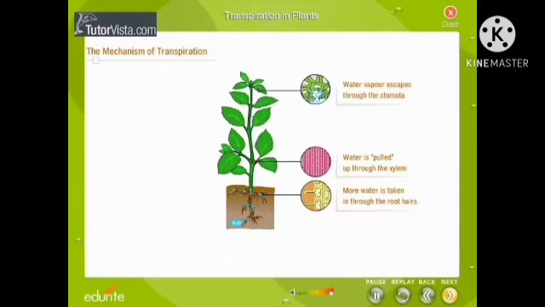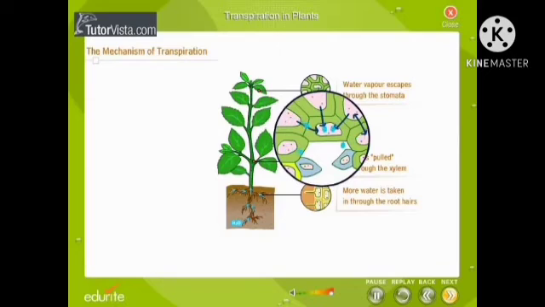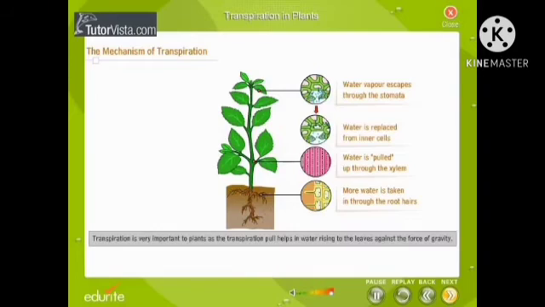Water is also evaporated from the surface of the leaf through the cuticle. When the water from the outermost layer gets evaporated, it absorbs water from the layer of cells below it, and this process creates a pull by which water gets pulled up through the xylem. Transpiration is very important to plants, as the transpiration pull helps in water rising to the leaves against the force of gravity.